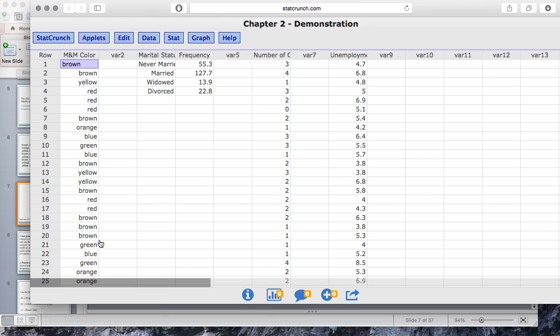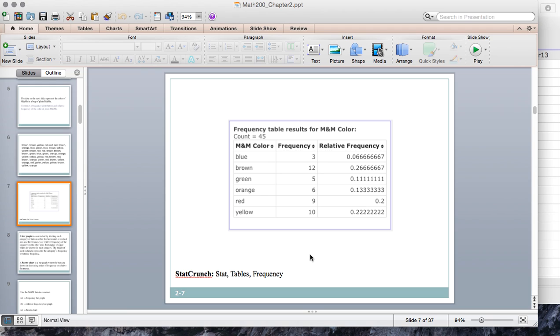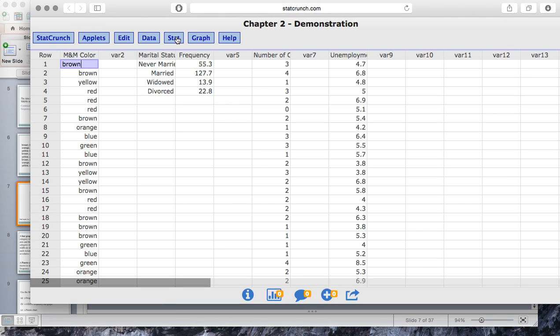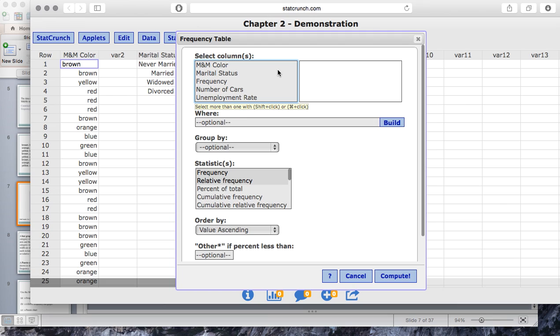This is the first column that I have right here. I have a bunch of data in here because we're going to do several different examples. But we want a frequency table, and we want relative frequency displayed as well. So if you look down here at my instructions, it just says stat, tables, frequency. So that's exactly what we're going to do in here. So I'm going to click on stat, tables, and frequency right there.